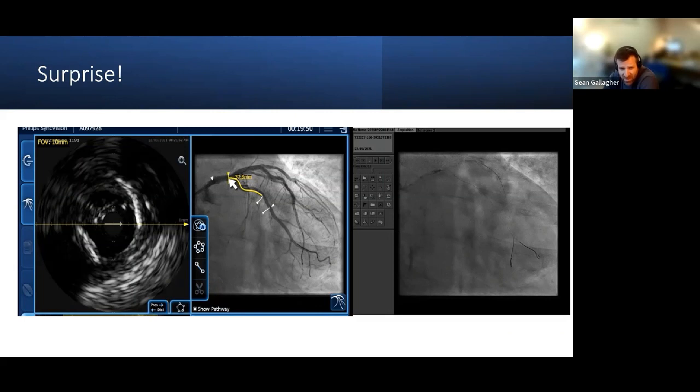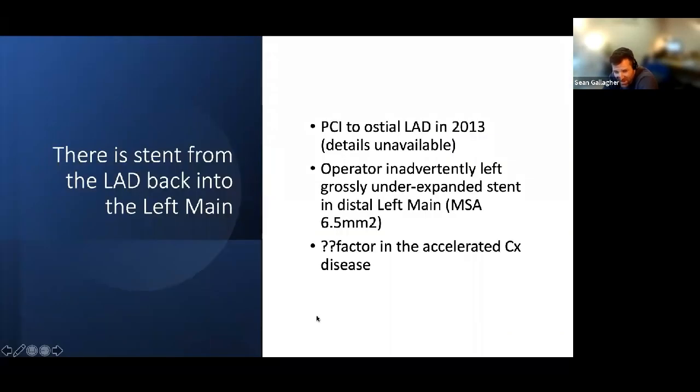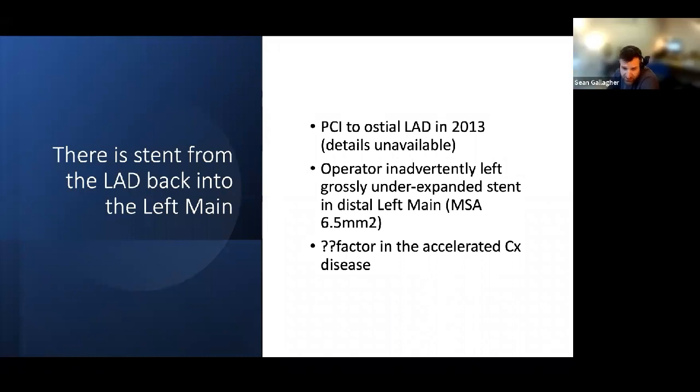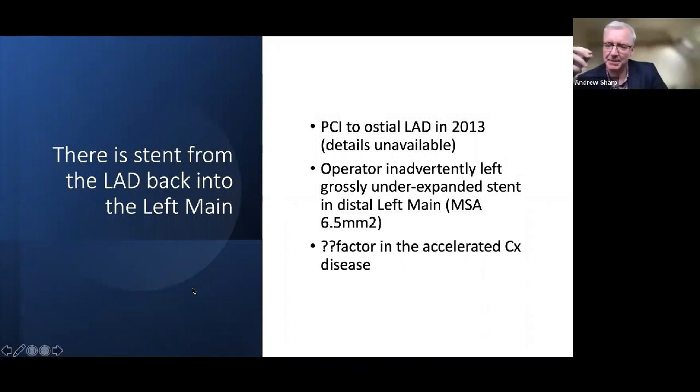So have we got that if we play it through? So what we're just seeing there is basically the stent from the LAD protruding back into the left main, and it's just floating in space. Yeah, and that's been there for 8 years. Yeah, absolutely. And it does make me wonder. It was a very strange appearance of the ostium of the circumflex. It was absolutely focal. I mean, yes, there was some disease, but it was so critical.